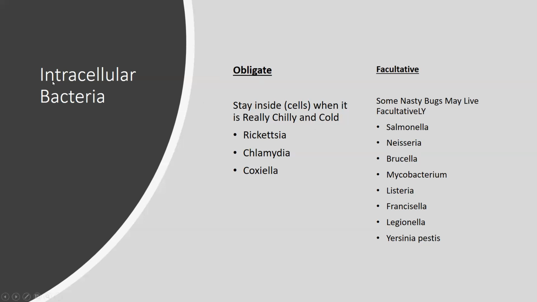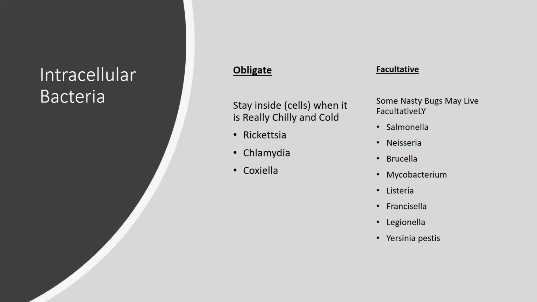So our obligate intracellular bacteria that have to stay inside the cell, our little mnemonic is: stay inside cells when it is really chilly and cold. So it's Rickettsia, Chlamydia, and Coxiella. Okay, these are obligate intracellular bacteria, meaning they cannot live outside of the cell. They'll die. Facultative, they could live in a cell or out of a cell.